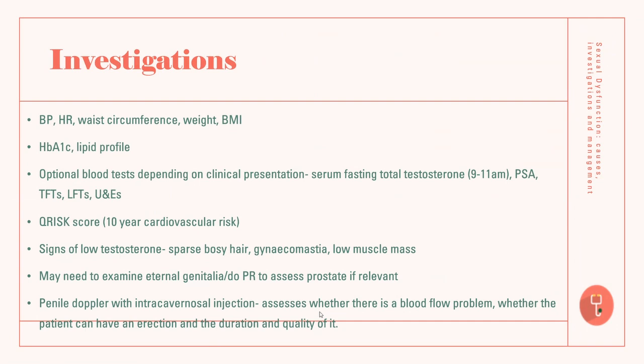And even if that's not the cause, if they have a high Q-risk score, they need to be seen probably in secondary care for management of all of their risk factors. Signs of low testosterone. So on examination, we might see sparse body hair, gynecomastia, low muscle mass. And then you may need to examine their external genitalia or do a PR to assess the prostate, only if that's relevant in their history. Don't necessarily need to do it with every patient.